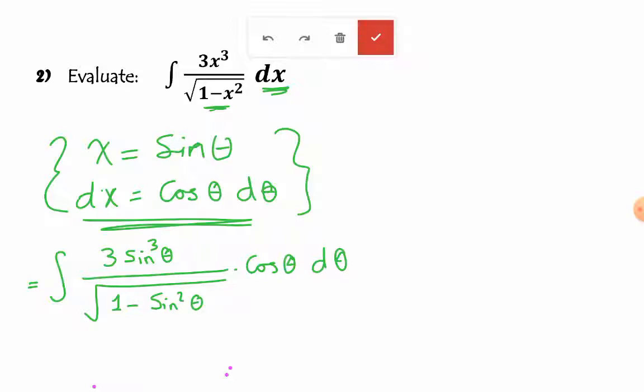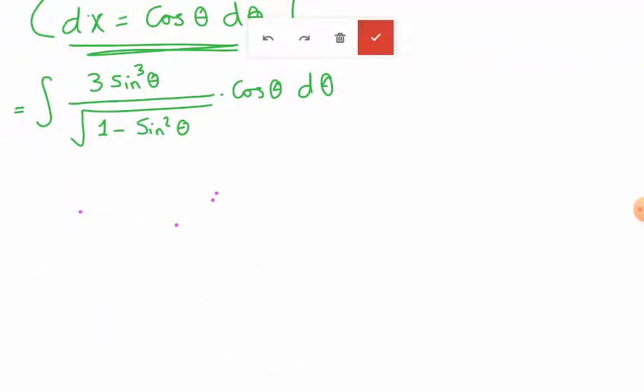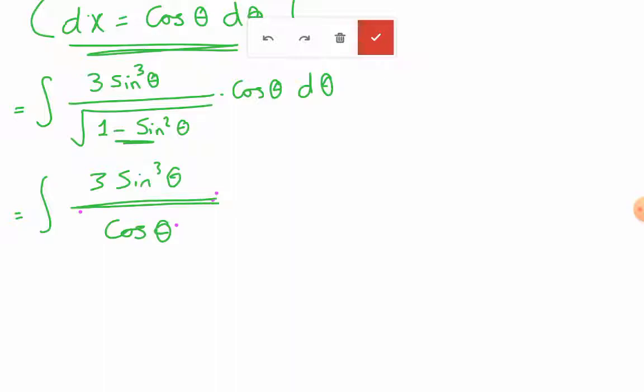Okay, we know that 1 minus sine squared is what? Yes, 3 sine cubed theta, the same, but in the denominator we have radical 1 minus sine squared theta, which is cosine squared underneath the root, and outside the root will be cosine theta, right? 1 minus sine squared is cosine squared, and the root of cosine squared is cosine theta only. Times here cosine theta d theta, right?